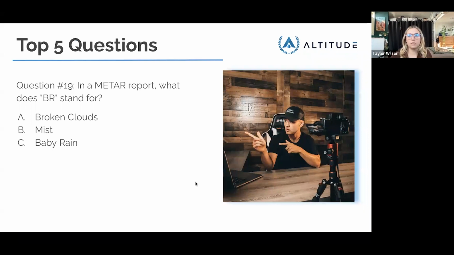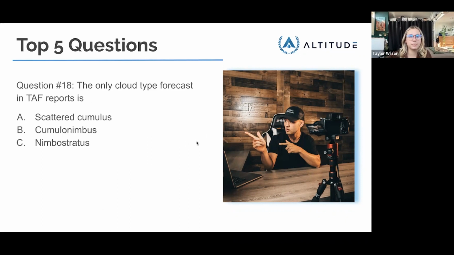All right, for our first question here that you might see on your written test: in a METAR report, what does BR stand for? Either A, broken clouds, B, mist, or C, baby rain. I will give you all a chance to answer that. All right, nice job, everybody. Yep, our answer here is mist.